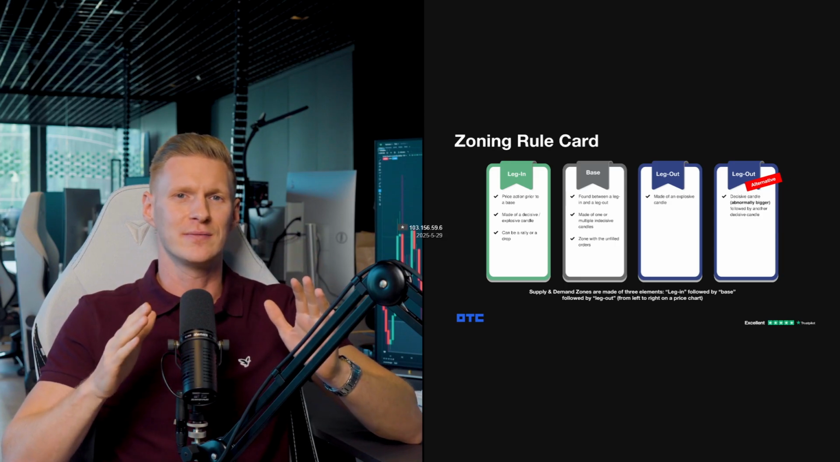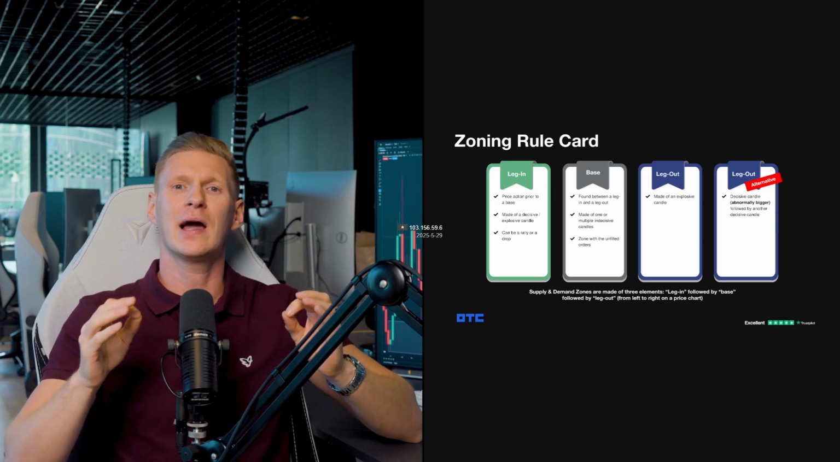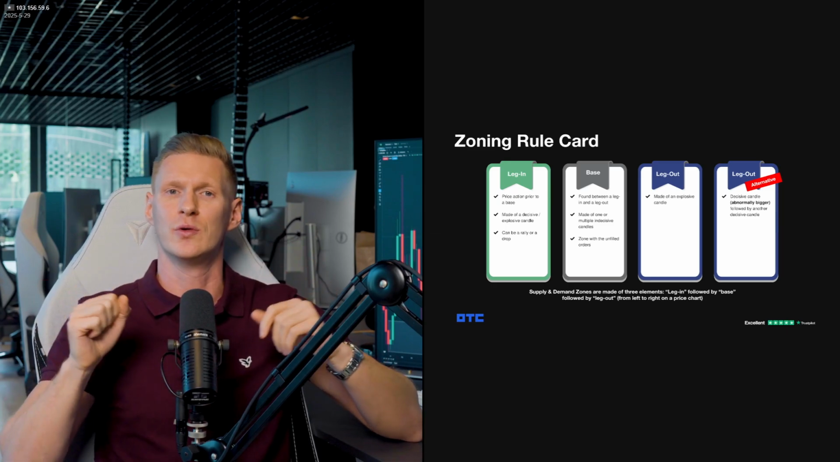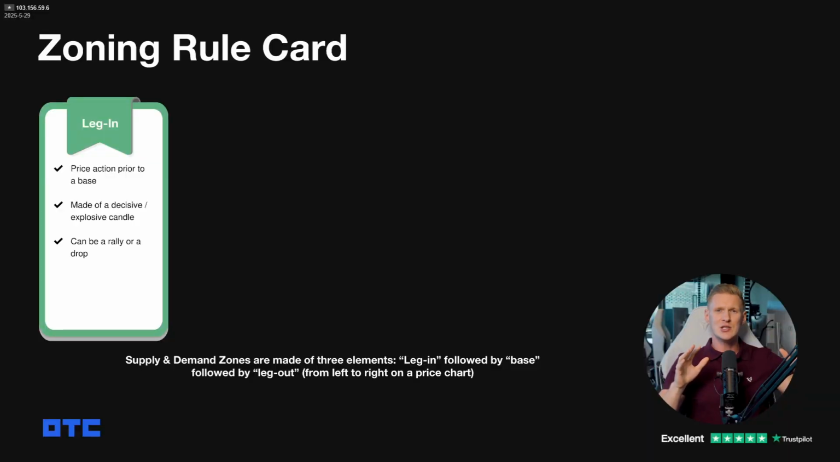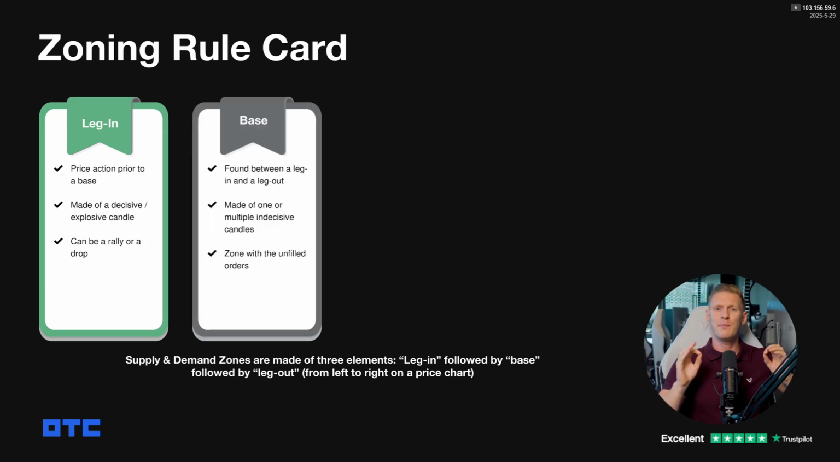Each part of a zone, the leg in, base, and leg out, comes with its own rule. The leg in. This is the price action leading right up to the base. It should feature either a decisive or an explosive candle, whether it's a rally or a drop, depending on the formation. The base. The base sits between the leg in and the leg out. It consists of one or more indecisive candles, marking the origin of the imbalance. This is where unfilled orders build up, creating the foundation of the zone.